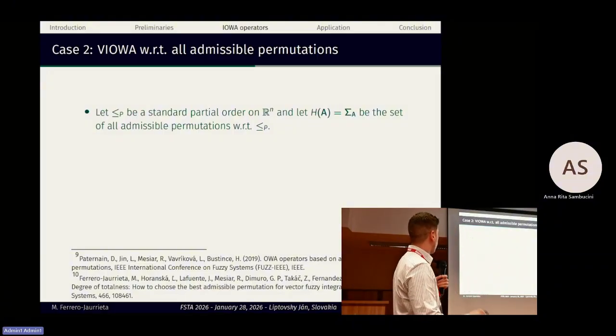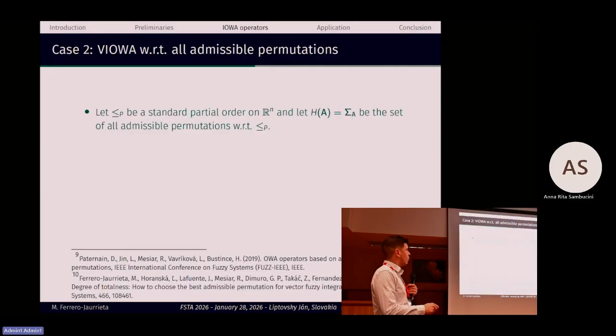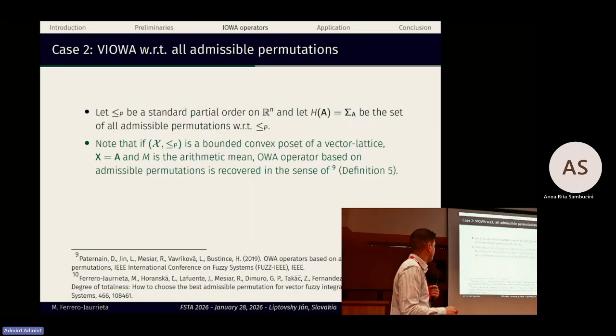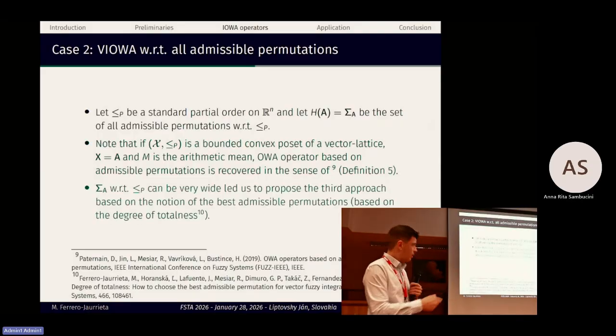Also, the second case is the one with respect to all the admissible permutations. We take into account a standard partial order, and this set will be the set of all admissible permutations. So also, if we are working with a bounded convex poset of a vector lattice, and we also satisfy these restrictions, we recover the OWA operator based on the admissible permutations in the sense of the following reference.